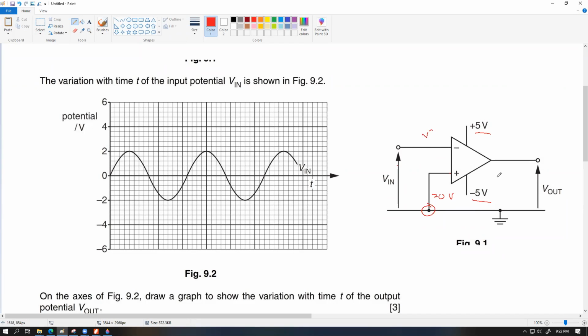V in is V minus in this case, as far as the circuit shows, so V out equals the gain, which is practically infinite. Not practically infinite, I mean for an ideal op amp it is infinite, it is considered to be an ideal op amp, into 0 minus V in. Look at this and see if you understand.